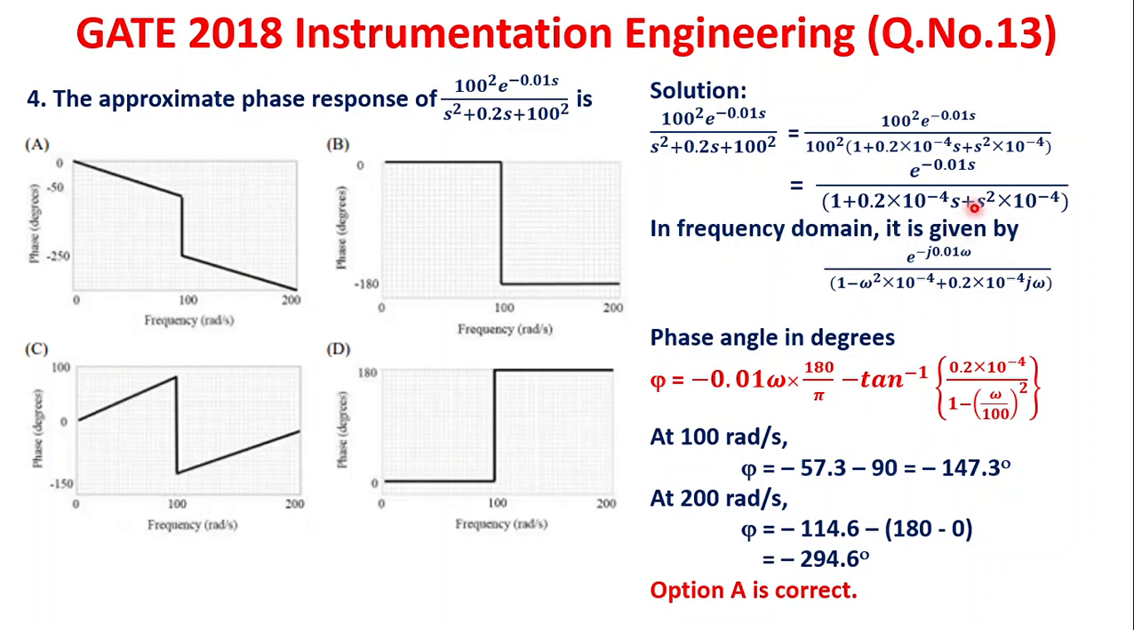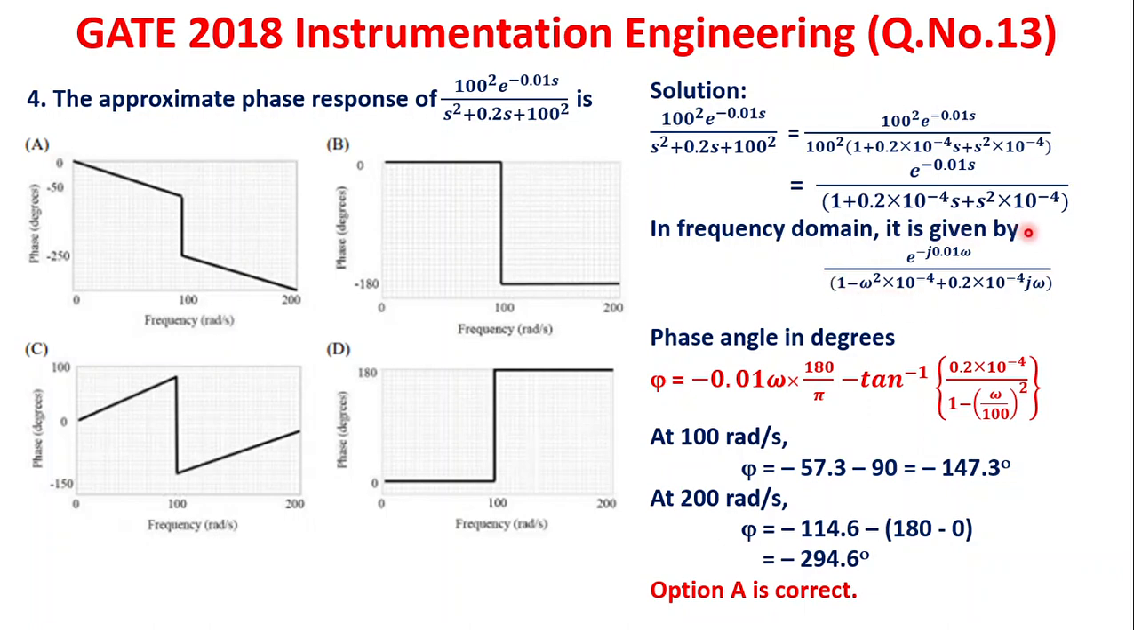In the frequency domain we have to substitute s equal to j omega, that's all. So I will get it like this. So s equal to j omega means j omega whole square. So here you will get j omega. So j omega into 0.2 times 10 power minus 4 is this. j omega whole square is minus omega square times 10 power minus 4, that's all.